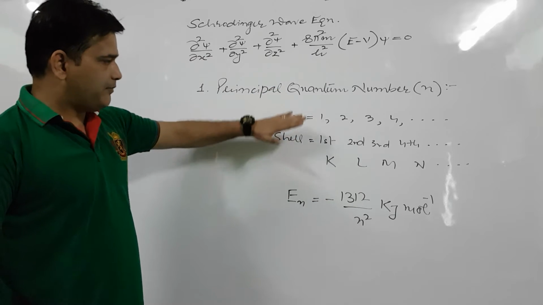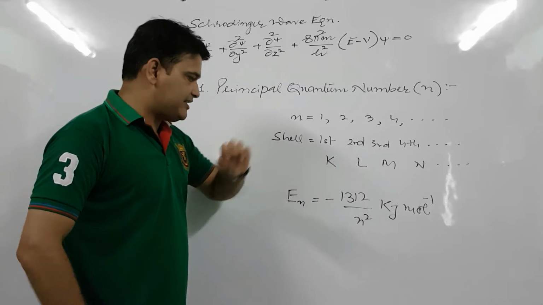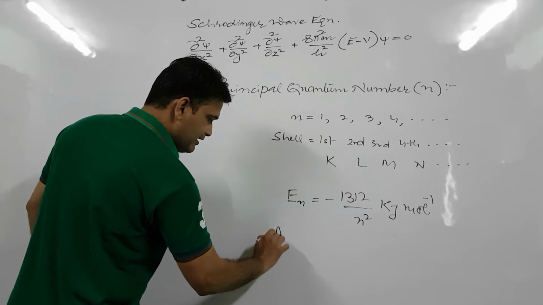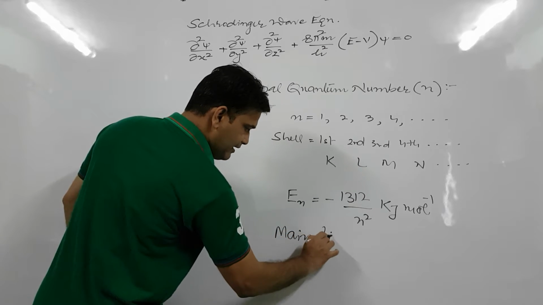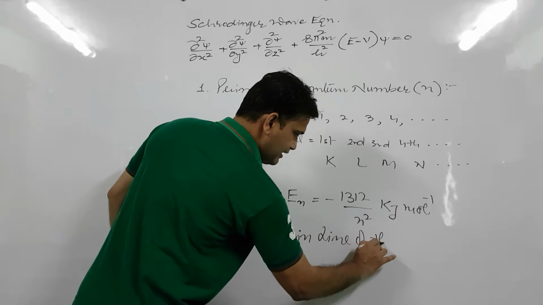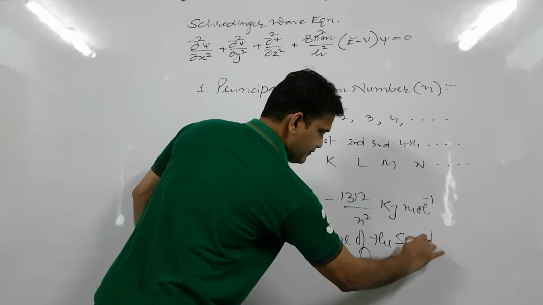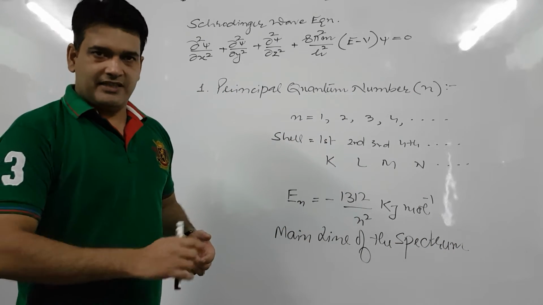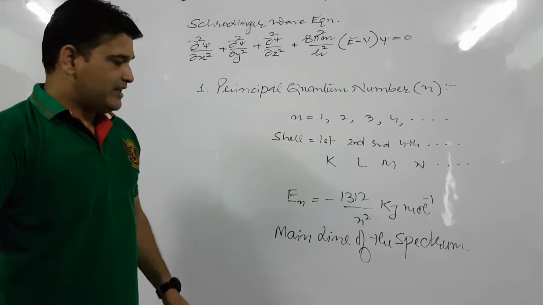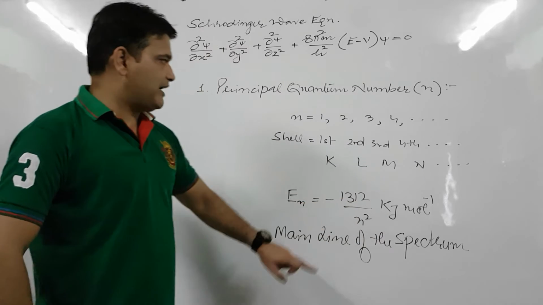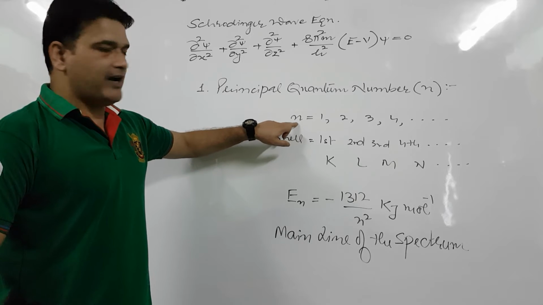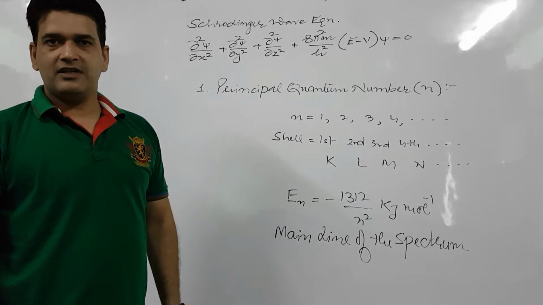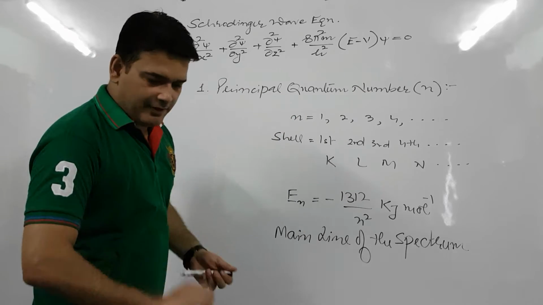So principal quantum number tells us about the shell, energy, and the other main thing is it also tells us about the main line of the spectrum. When we obtain different spectra, then there are so many peaks and lines. The main line of the spectrum is expressed by this principal quantum number. So this was the principal quantum number.